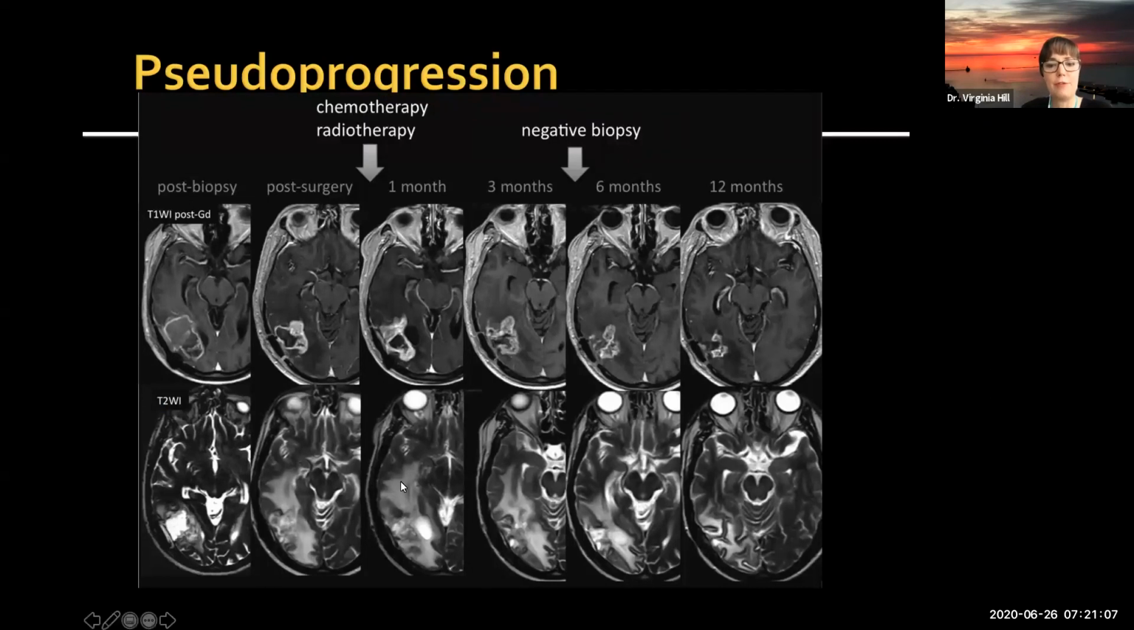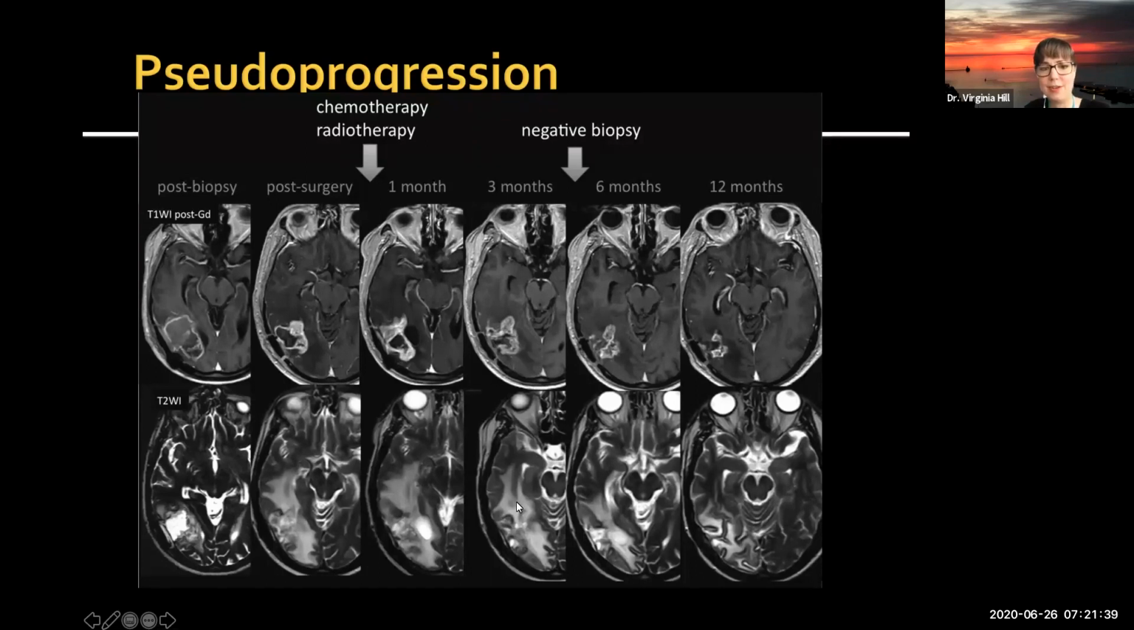So here we have a picture from a famous article from AJNR in 2011 that is in the references, where we see post-biopsy, you see this enhancing tumor and T2 signal around it. After surgery, you can see that, maybe a little more nodular. 1 month after surgery, still doesn't look like it's getting smaller, and the T2 signal is getting maybe a little bit more extensive. At 3 months, it's still there, still worrisome, very heterogeneous. It looks very similar to a glioblastoma.